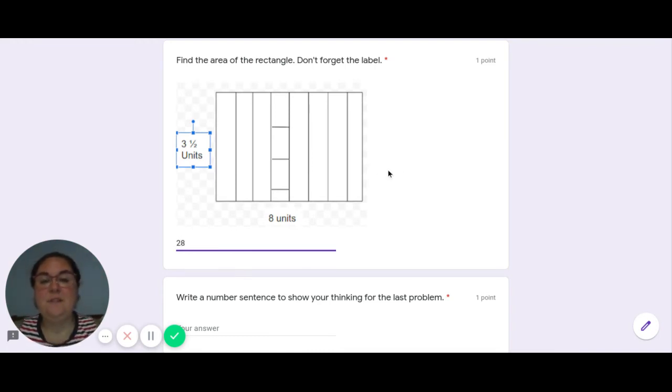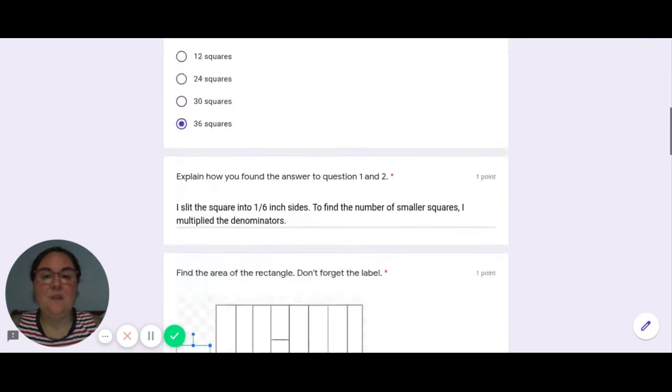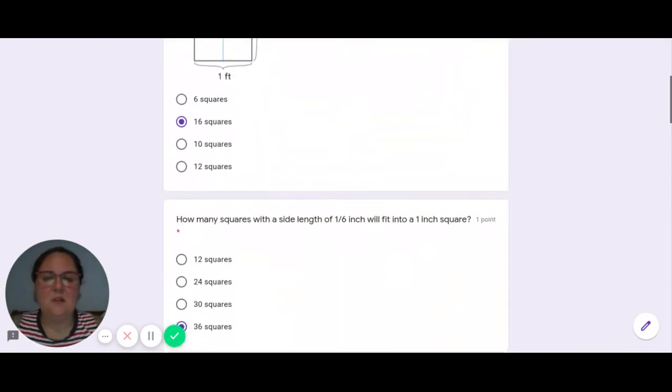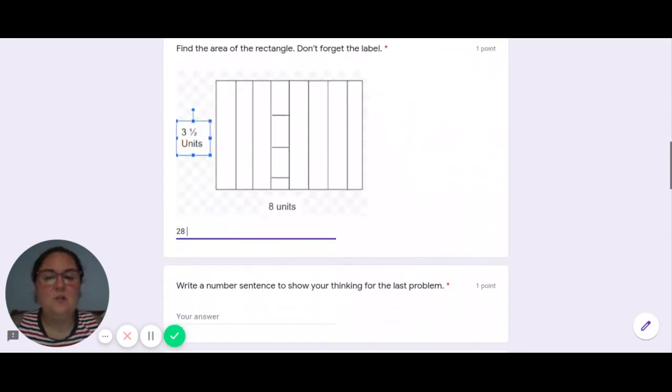And I was very specific. I said, don't forget the label. I told you that in the question. And still some people didn't have the label. If you're looking at a question like this, and I was very clear up here, I know I was clear with the lesson and when I was reading it to you. If you had watched my video where I read the questions to you, I said, don't forget the label, and I basically told you what to write. You should have written units squared.